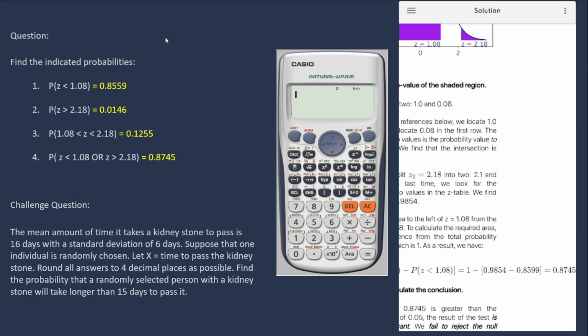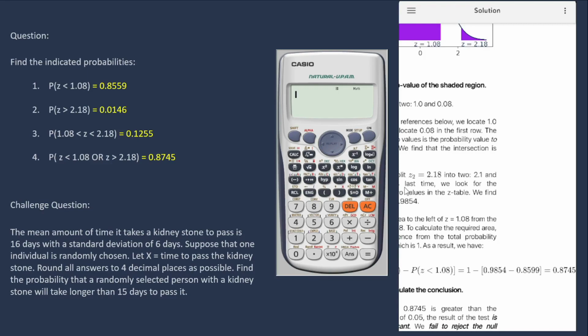All right, so we are now ready to solve the challenge question. The challenge question goes, the mean amount of time it takes a kidney stone to pass is 16 days with a standard deviation of 6 days. Suppose that one individual is randomly chosen. Let x be equal to the time to pass the kidney stone. Round all answers to 4 decimal places as possible. Find the probability that a randomly selected person with a kidney stone will take longer than 15 days to pass it.